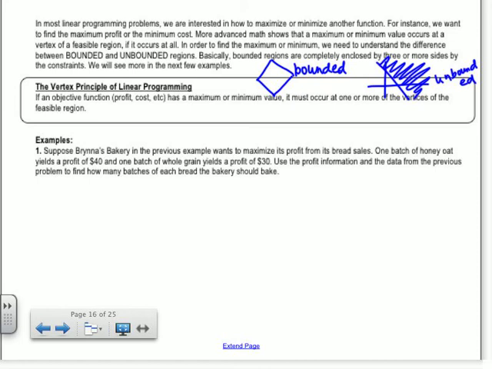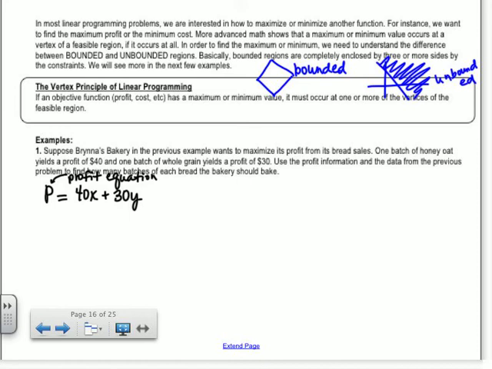Okay, so my profit equation, P. P equals, remember x is the number of batches of honey oat. So for each batch of honey oat, I get a profit of $40. So it's 40x. For each batch of whole grain, you get a profit of $30, so 30y. That's your profit equation.